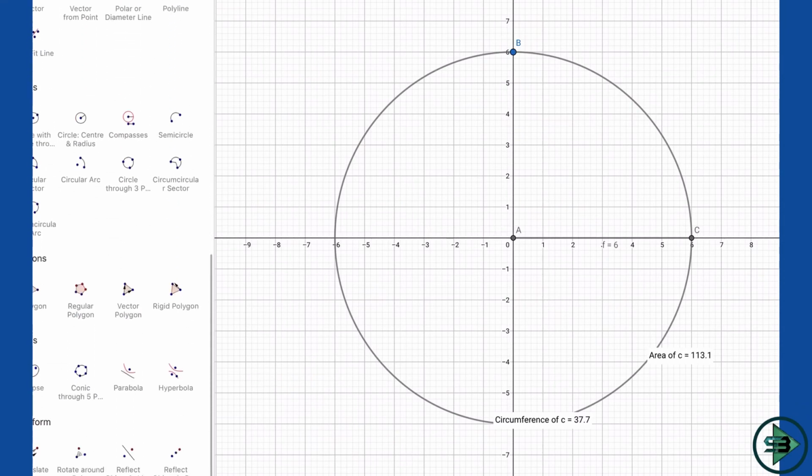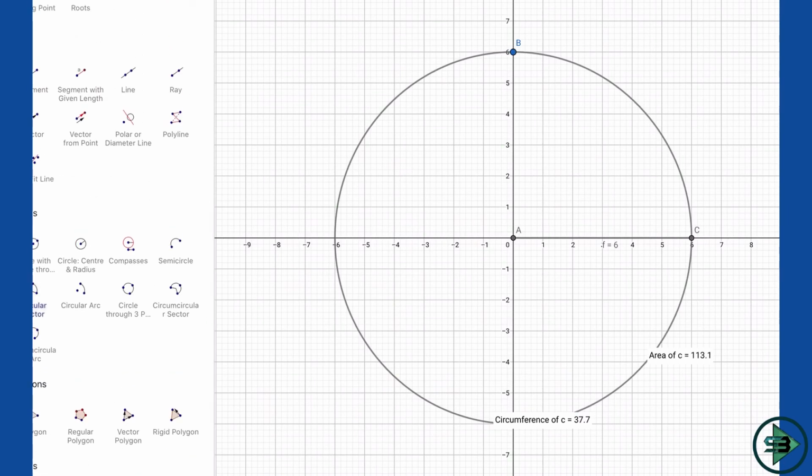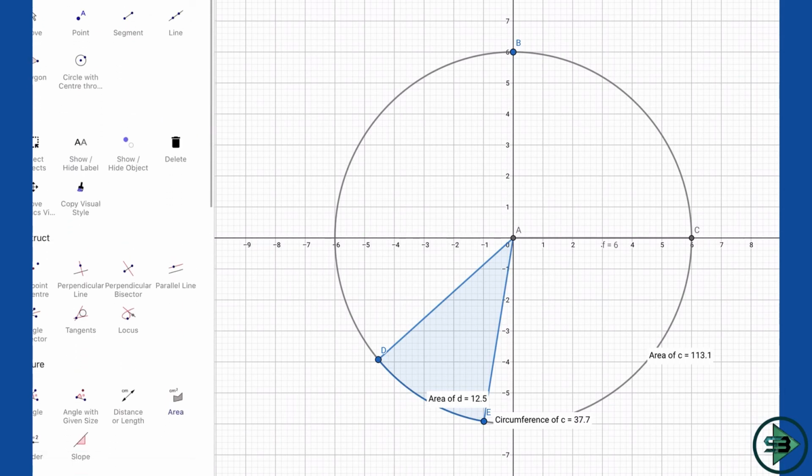What will I do right now? On the left-hand side you can see everything that is given here. This is a sector that you can see, so I'll draw a sector like this. You will ask me, how will I find the area of this sector? Now let's find it. The area of this sector is 12.5, while the total area is 113.